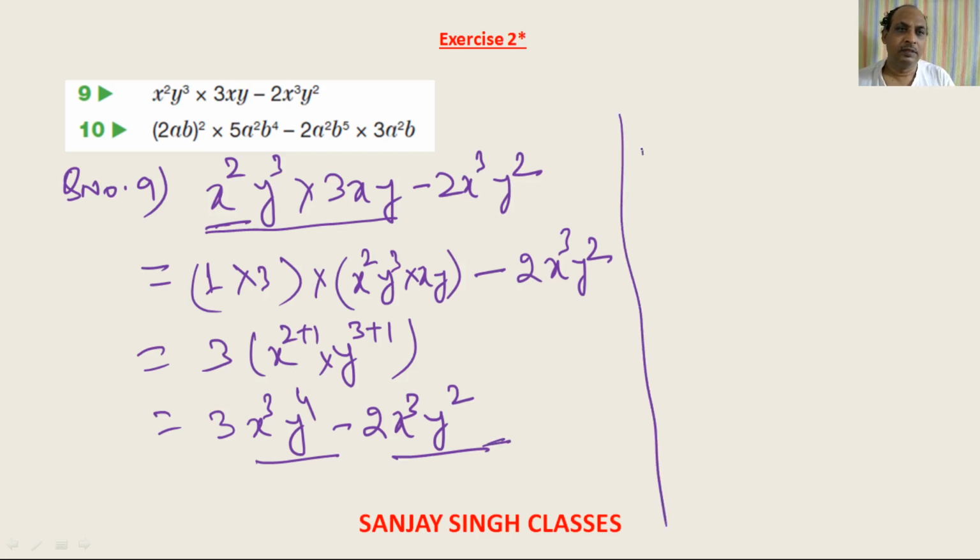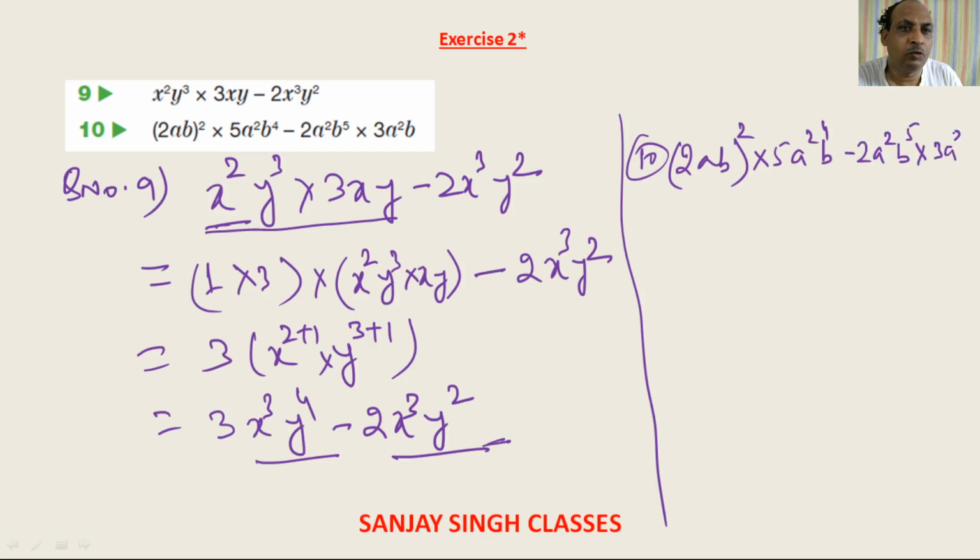Question number 10. So here multiplication and addition and subtraction is also involved together. 2ab whole square into 5a square b to the power 4 minus 2a square b to the power 5 into 3a square b. So now in two places multiplication is there. That multiplication part we will be solving separately.